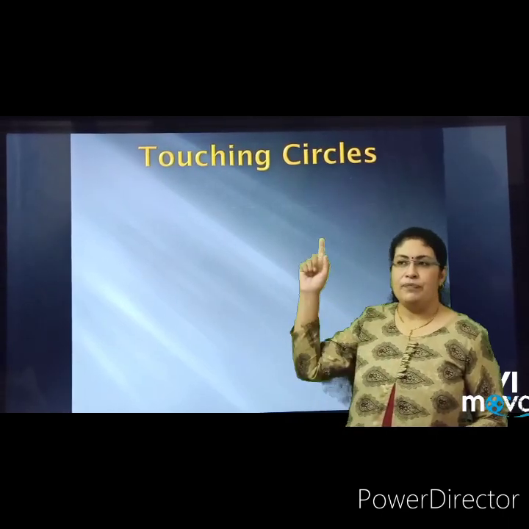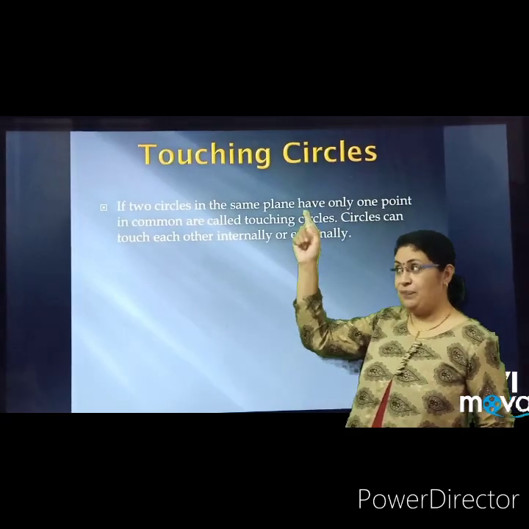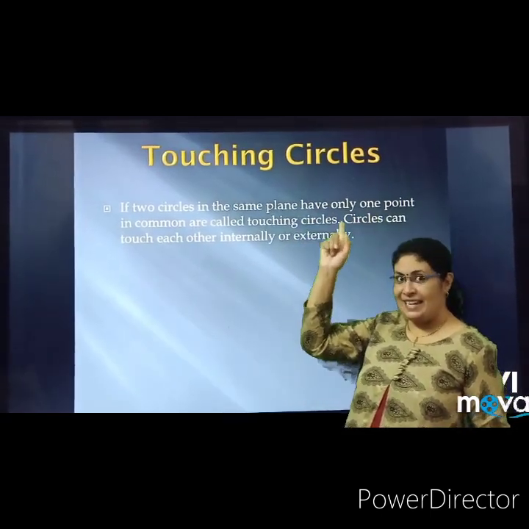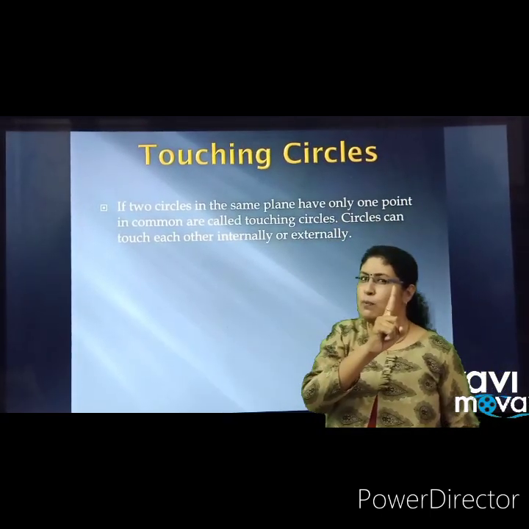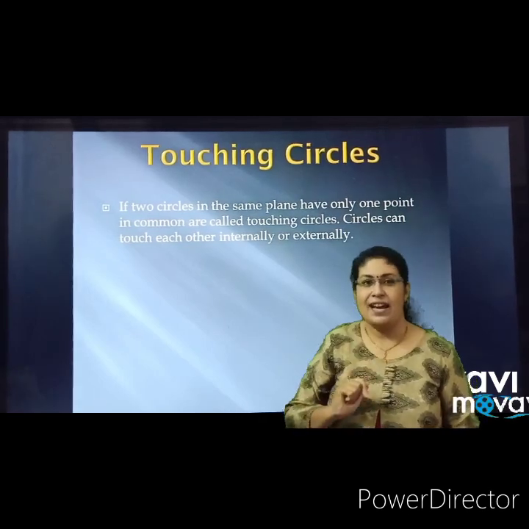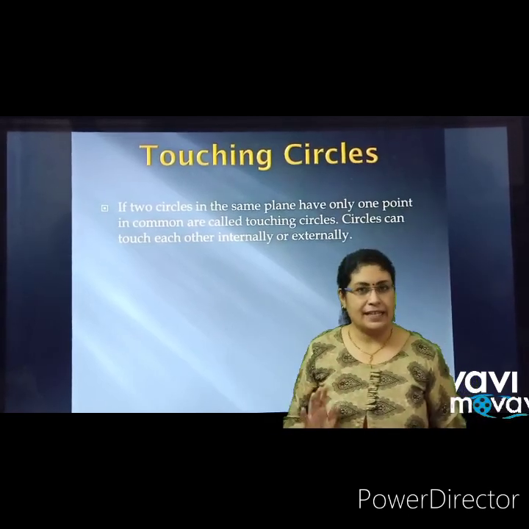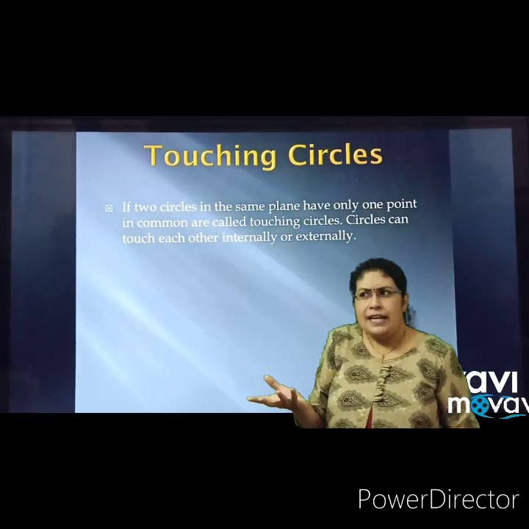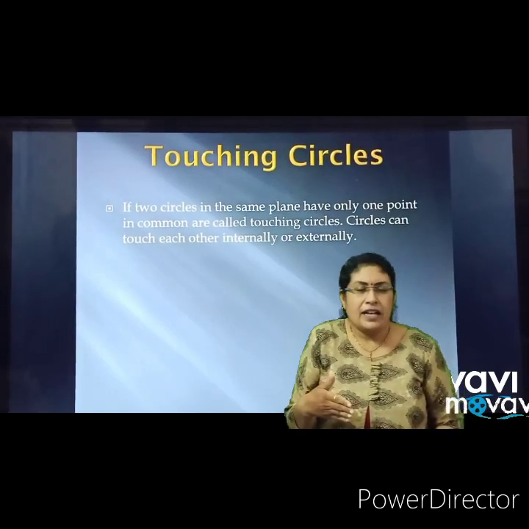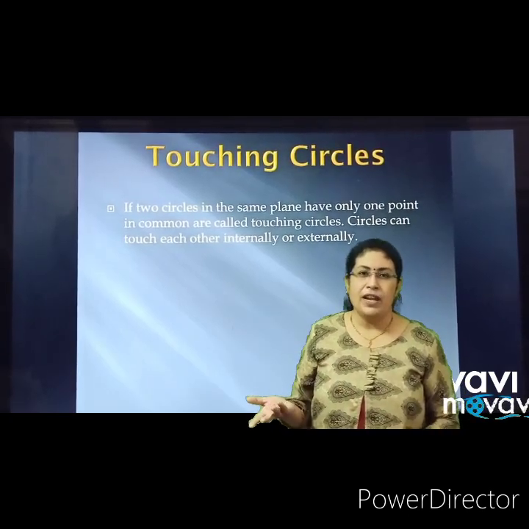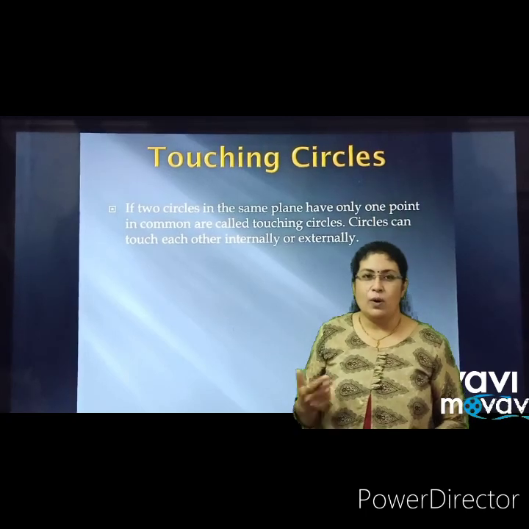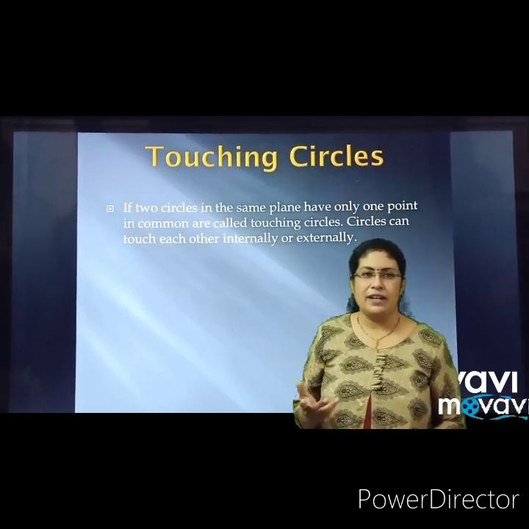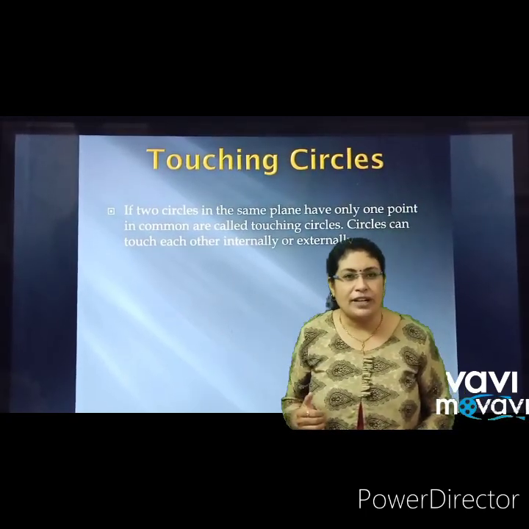Now see, if two circles in the same plane have only one point in common, then they are called touching circles. Now circles can touch each other either internally or externally. Now you might be having a question, what is this externally and internally? So let us see this with the help of a diagram.